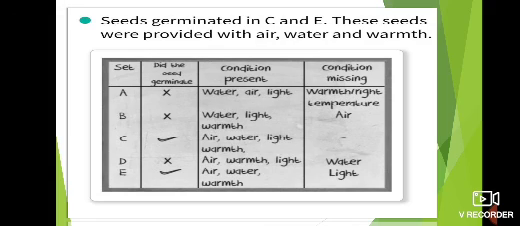In case C, air, water, light and warmth, all the factors are present. Then what will happen? Seed will germinate because no condition is missing here, okay? And in case D, air, warmth and light are present, and what is absent? Water. Water is absent, then seed will not germinate.